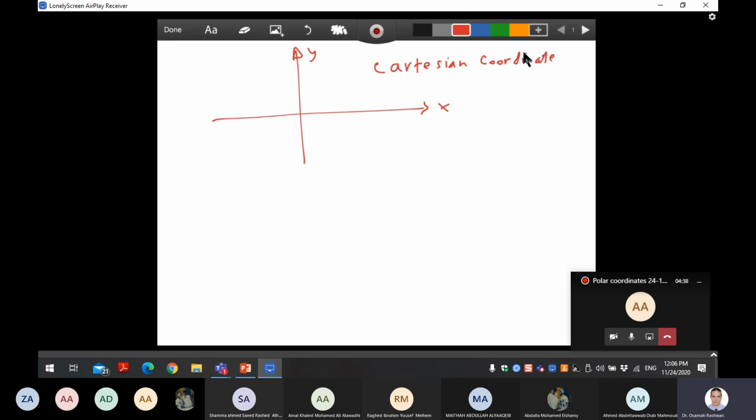We know this is a Cartesian coordinate. We have x and we have y. They call it Cartesian coordinate. Sometimes they call it rectangular coordinates.